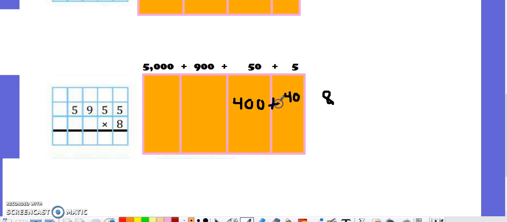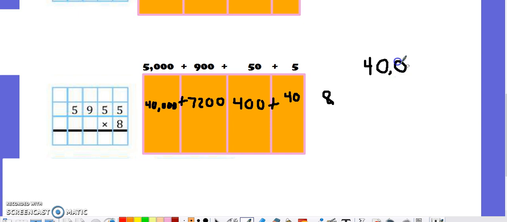These eventually will be added together. 8 groups of 9 is 72, but don't forget about those zeros, so it's 7,200. And then 8 groups of 5, but 5,000 is going to be 40 again with 3 more zeros, which is going to be 40,000.